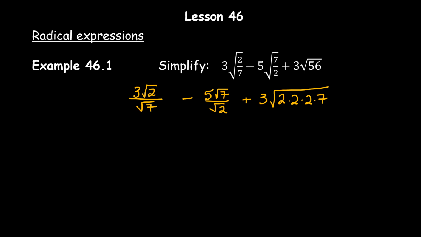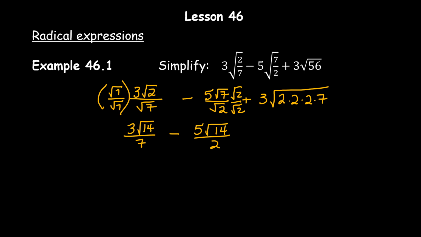All right, this first fraction, I'm going to have to multiply the top and the bottom by the square root of 7 because I cannot have a square root in the denominator. That's not okay. So I'm rationalizing this first fraction. So it's going to be 3 times the square root of 14 over 7. The second fraction, I'm also going to have to rationalize it because it has a square root of 2 in the denominator, and that's not okay. So I have to multiply the top and the bottom by the square root of 2, and I will end up with 5 square root of 14 over 2.